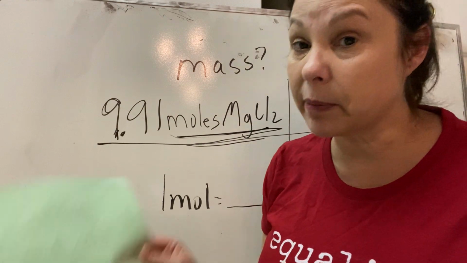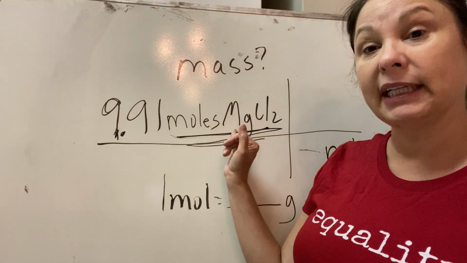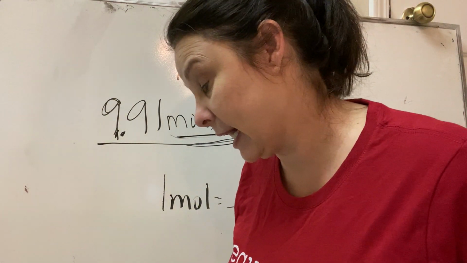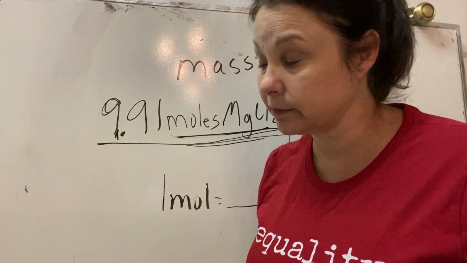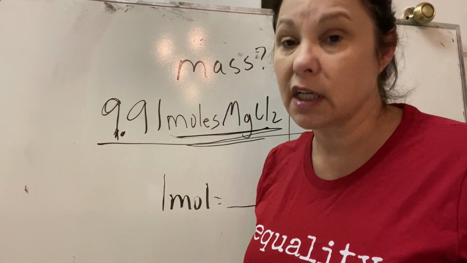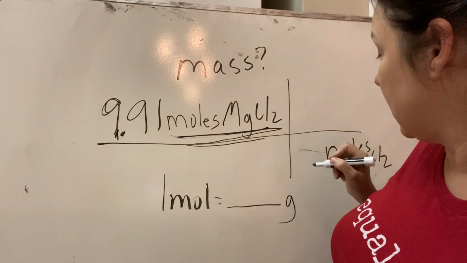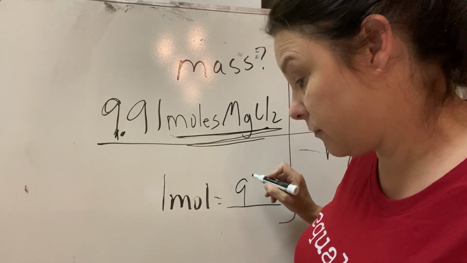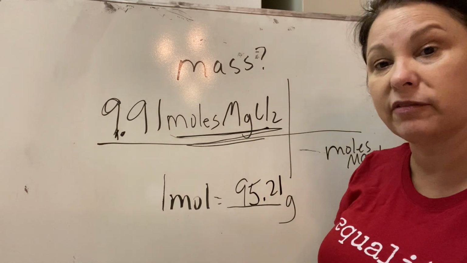So when I go to my periodic table, and I add up the mass of 1 magnesium and 2 chlorines, because that's what the formula has. Each magnesium is 24.31, and each chlorine is 35.45. So you have 2 of those chlorines. So when you add that up, you should get 95.21. So this is my conversion factor.